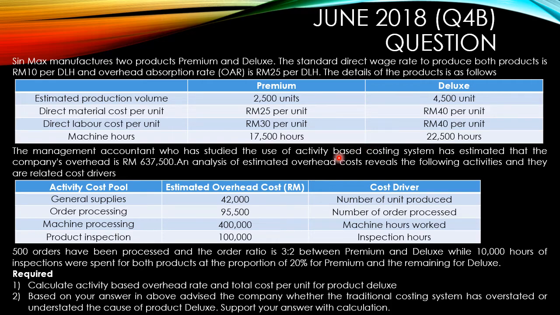Okay, the management accountant who has studied the use of activity-based costing has estimated that the company's overhead is 637,500 ringgit. If you add up all these, the total here, you should get back 637,500 ringgit. So these are the cost pools together with the estimated overhead for each cost pool, together with the cost driver. The company has also stated that 400 orders have been processed and the order ratio is 3:2 between premium and deluxe. So later on, when you want to find the cost driver for product premium and product deluxe, you should divide.